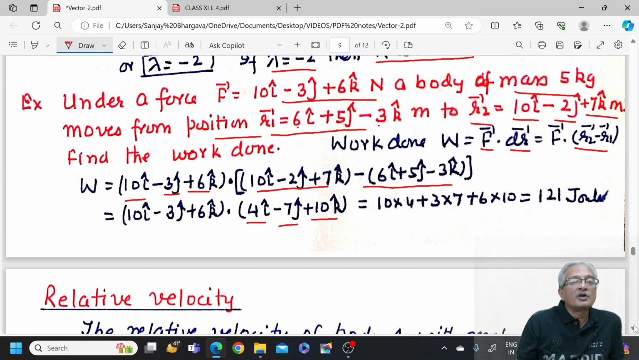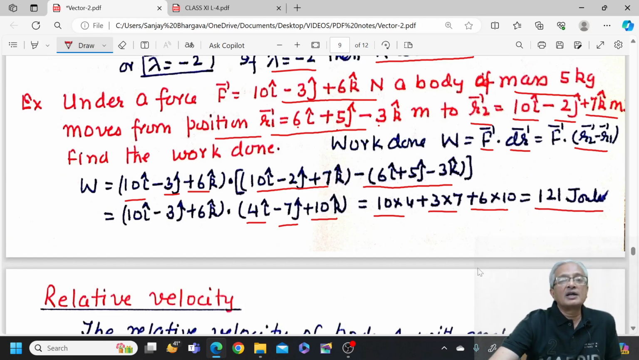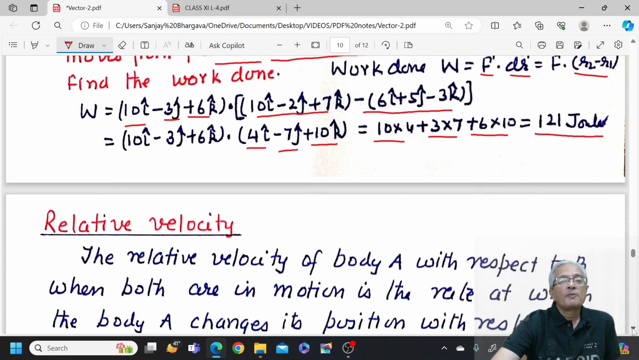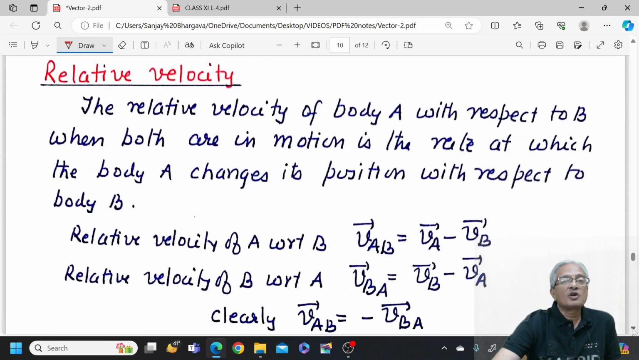In the dot product, i dot i would exist, j dot j would exist, and k dot k would exist. So 10 into 4 plus 3 into 7 plus 6 into 10, and that gives me 121 joule. So 121 joule would be the work done by the force in moving an object of mass 5 kg from the position R1 to position R2. Hope the multiplication of vectors through dot product and cross product you are able to understand very clearly.